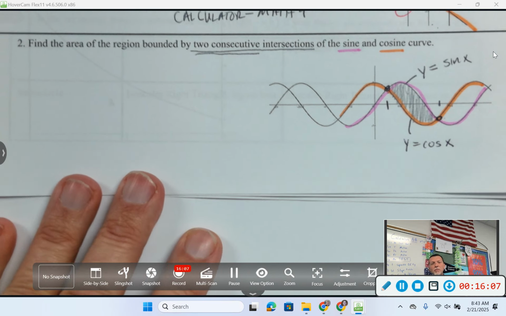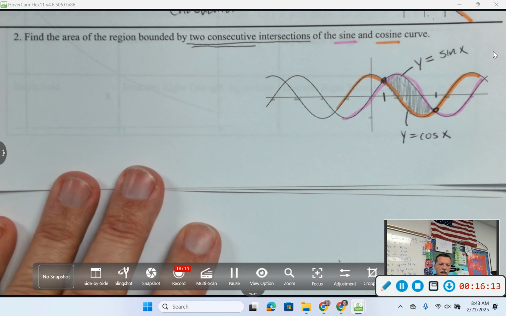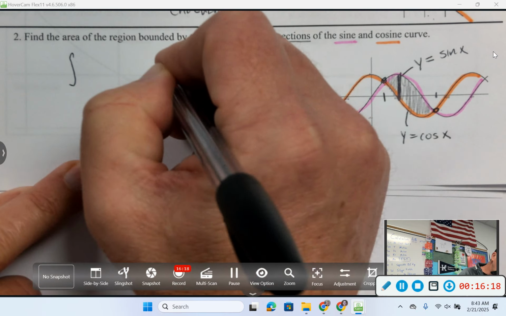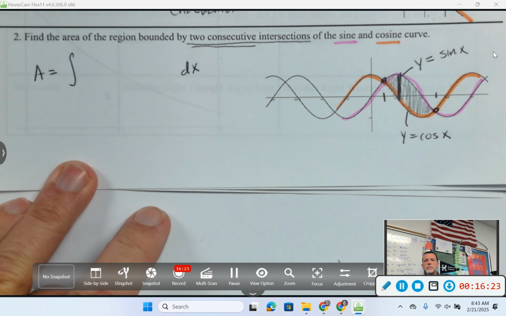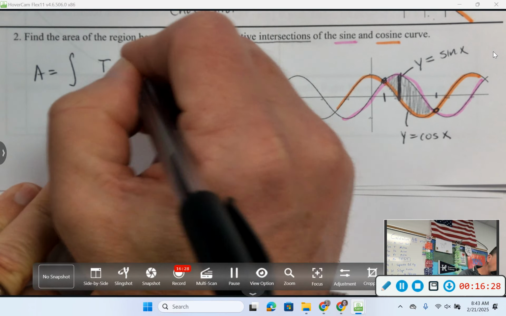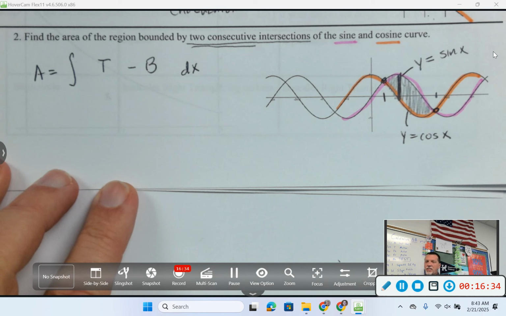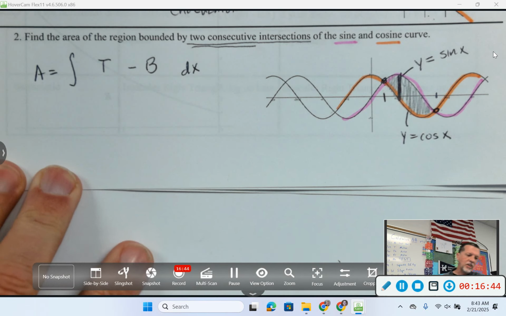The first question, and probably the most important question, is this a dx problem or a dy problem? Dx. This is a top minus bottom problem. So the integral of something dx. Maybe we can get partial credit just by saying top minus bottom. That's the easy part. I can just look at the picture since we labeled it and colored it. I know which one is on top and which one's on bottom. What I don't know is where those intersections occur.